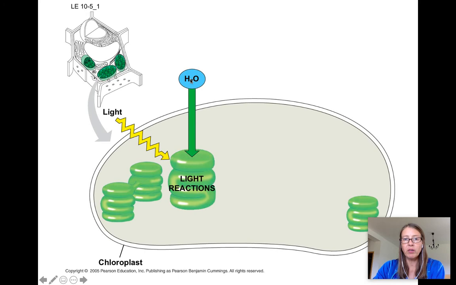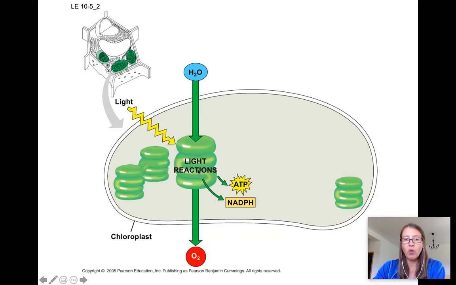So the light reactions take water and light, and then it's going to split that water, oxygen gets released, and in that process, ATP gets made and NADPH gets made. The NADPH is an electron carrier, which can generate energy to help later. So the inputs: light splits water, we get a byproduct of oxygen, and then ATP and NADPH are formed.